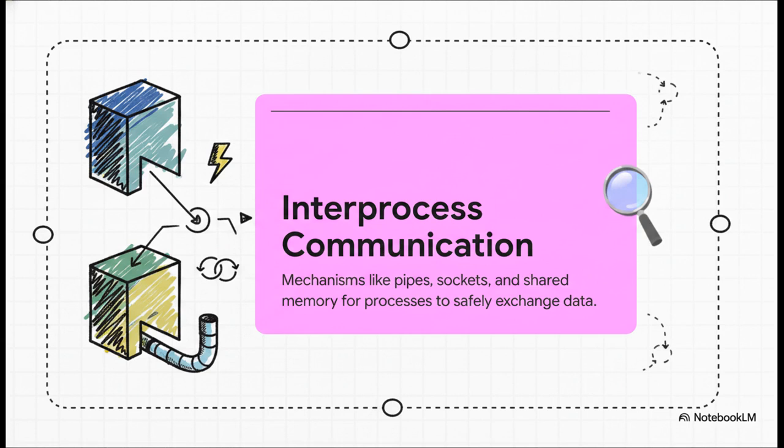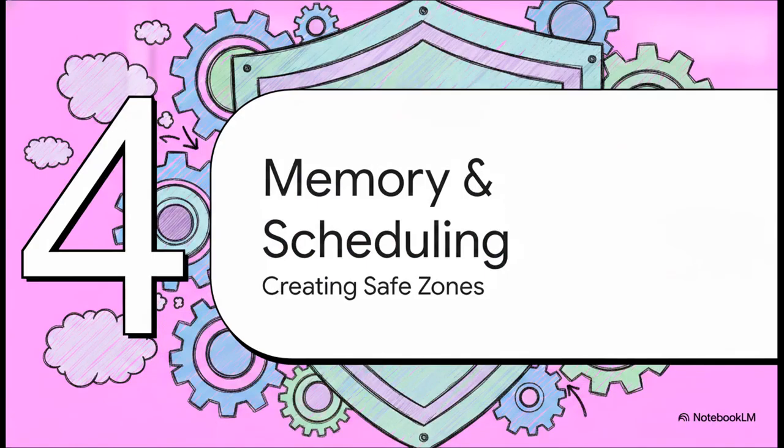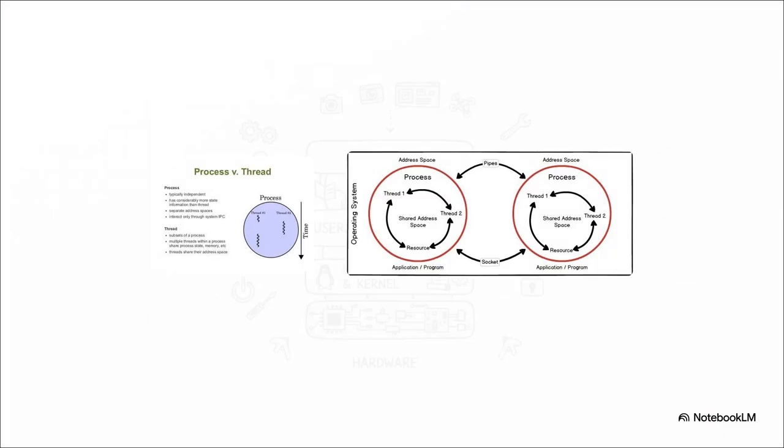That way, isolated processes can safely swap data without ever breaching the thick protective walls of their sandboxes. Part 4, memory and process scheduling. Let's look at creating those safe zones. Let's break down how the kernel actually builds those safe rooms.